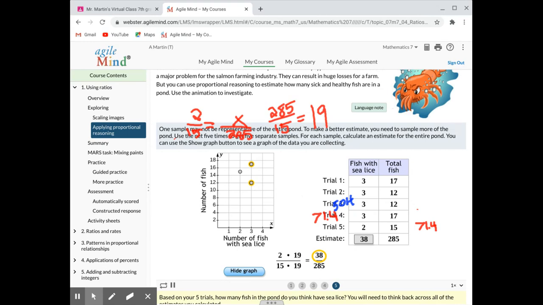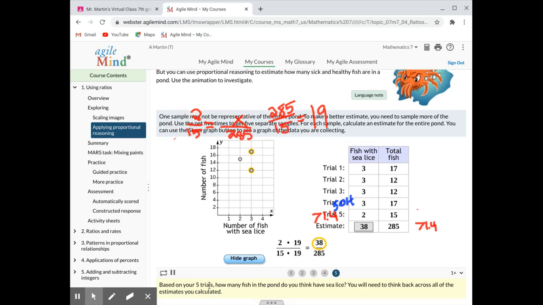All right. And then we had 3 that got sick with sea lice, but she caught those, with a total of 17 fish. And once again, that happened 2 times. So it says, based on your 5 trials, how many fish in the pond do you think have sea lice? You'll need to think back across all of the estimates that we calculated.